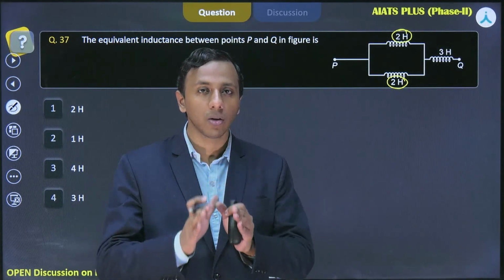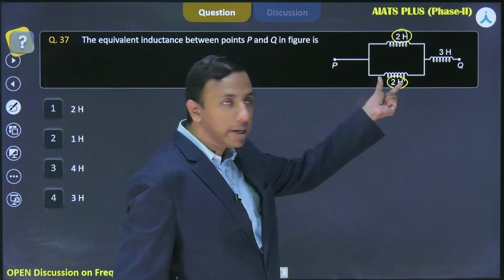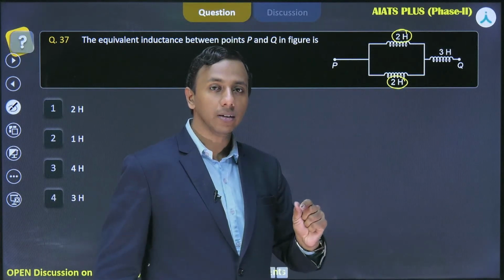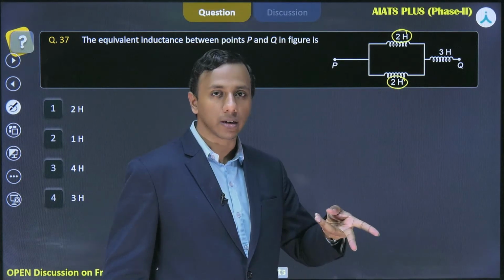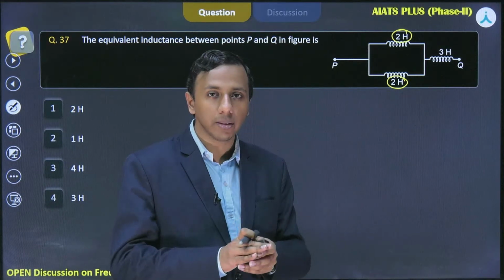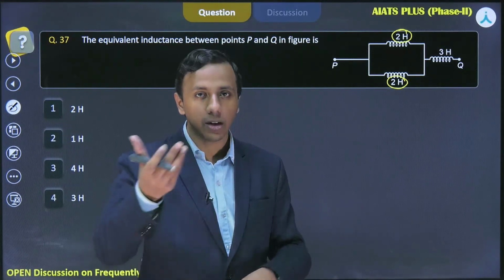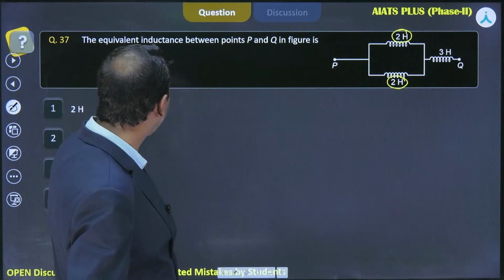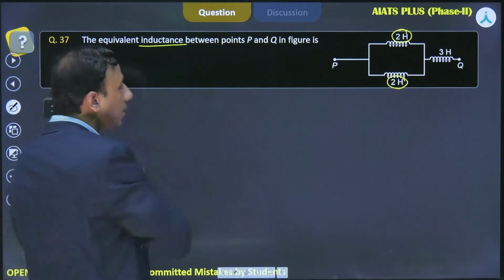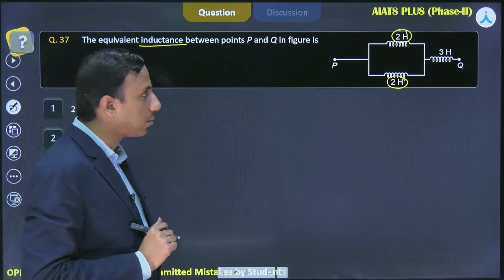Self-inductance belongs exclusively to that inductor itself. Well, mutual inductance is due to two inductors, right? Their connection, their interaction between them leads to mutual inductance, all right? So here obviously they're asking equivalent inductance. They're talking about self-inductance only, all right?